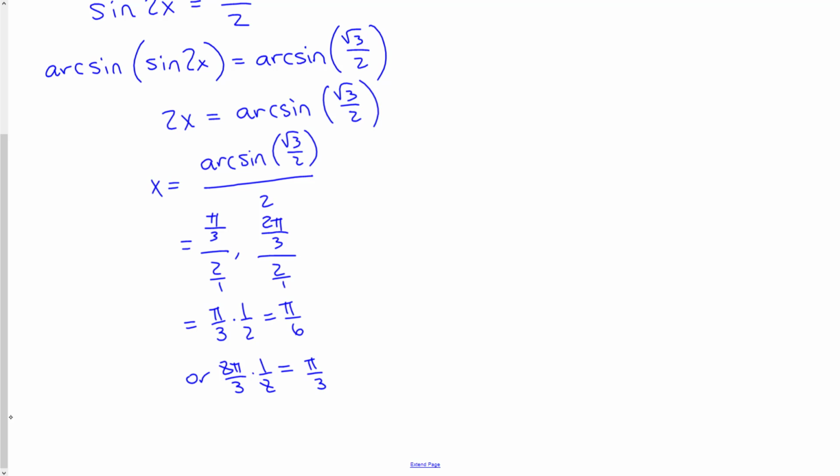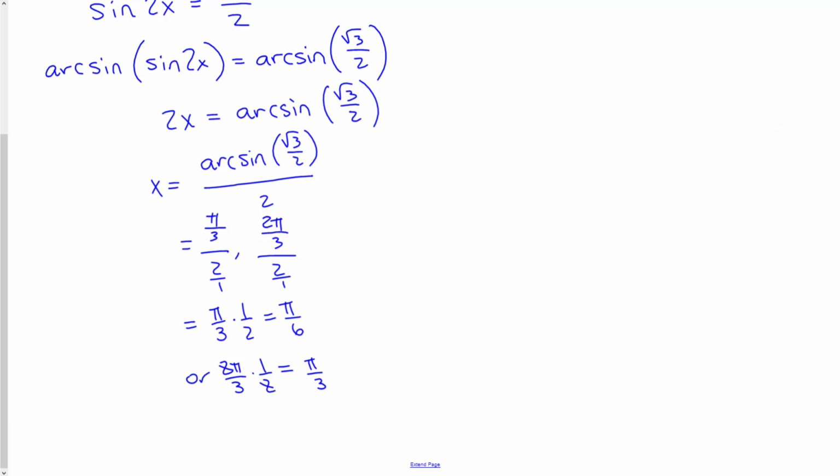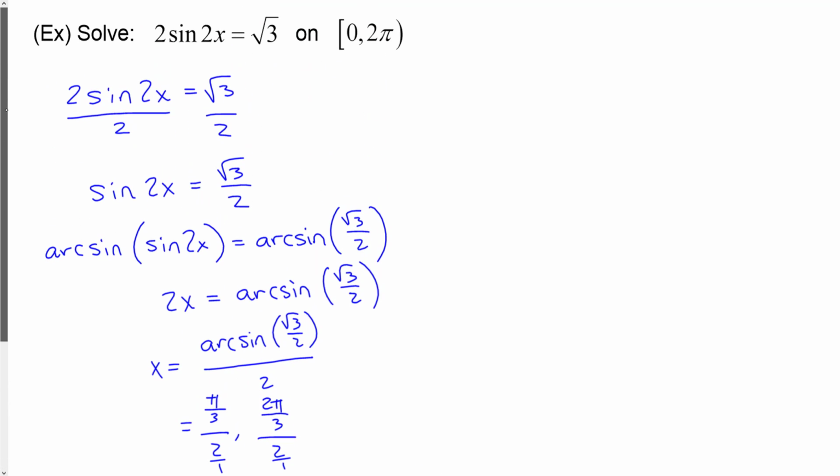So this isn't quite the end of the problem here. We have to take into account all the different possible values that arc sine could be here. So here's how I like to think of it. Let me go back up to our interval. The original interval is 0 to 2 pi, which means all my answers for x have to be between 0 and 2 pi.